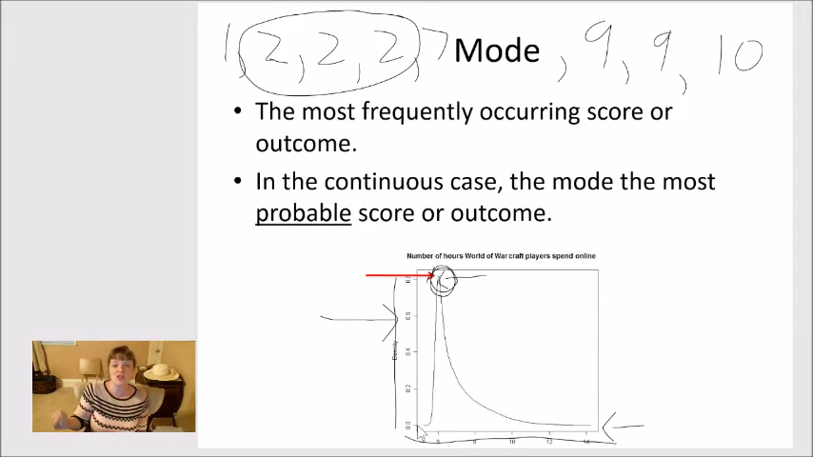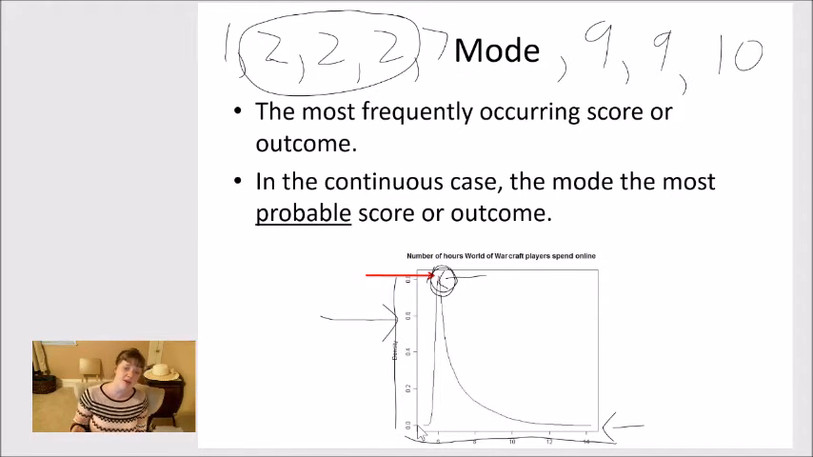Even if I measured things really specifically, 6.1 hours, 6.2 hours, 6.3 hours, I'm able to identify 6 as the modal response, the most common response. We call that the modal response, the most common. The most common or the most probable. And that's the idea behind the mode.